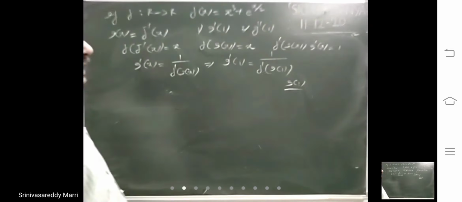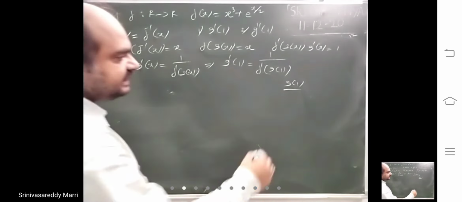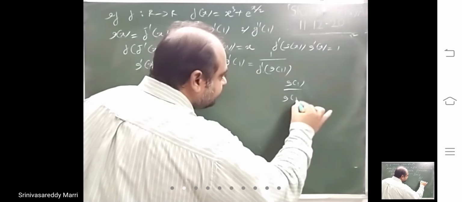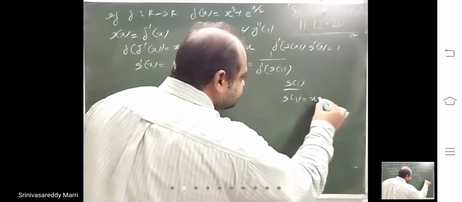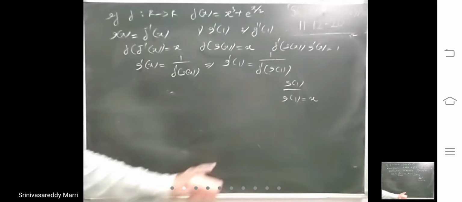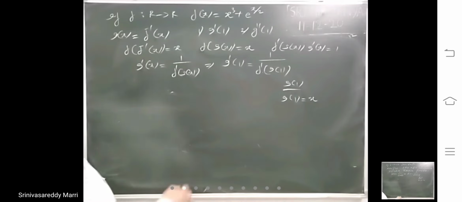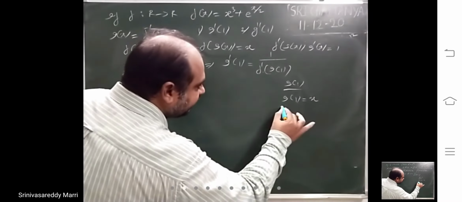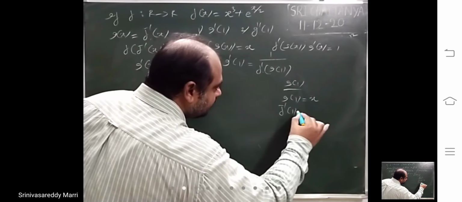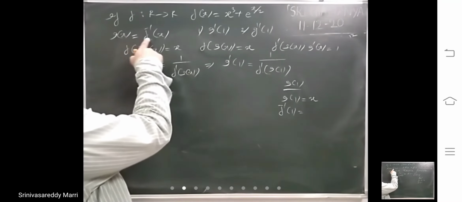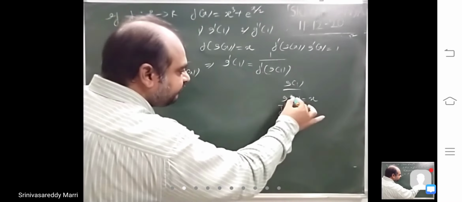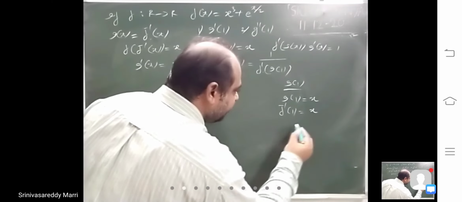g of 1, I am calculating. What is it? Let us say its value is x. G of 1 means what? G of 1 means f inverse of 1. Look, g of x is f inverse of x. So g of 1 is nothing but f inverse of 1.